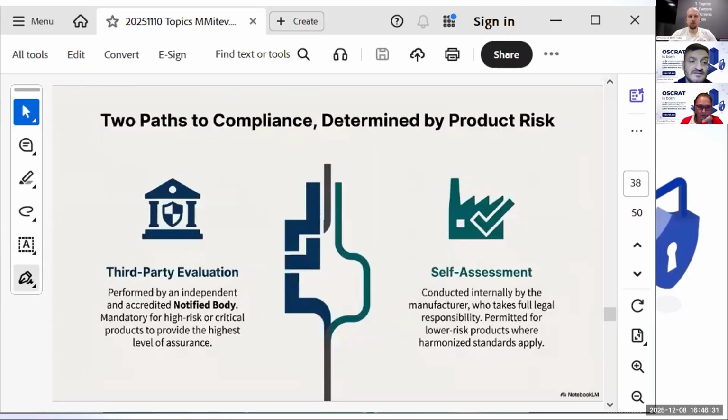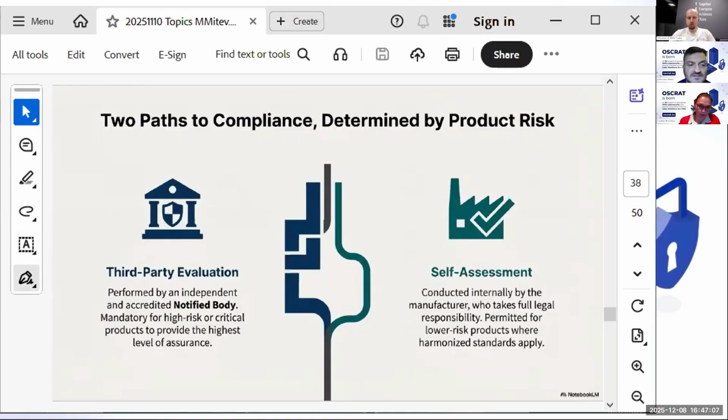The CRA defines two different paths to show that a product complies with the law. The path a manufacturer chooses depends on the cybersecurity risk of the product. The first path is a third-party evaluation. In this case, an independent notified body examines the product. This option is required for high-risk or critical products because it gives a higher level of assurance.